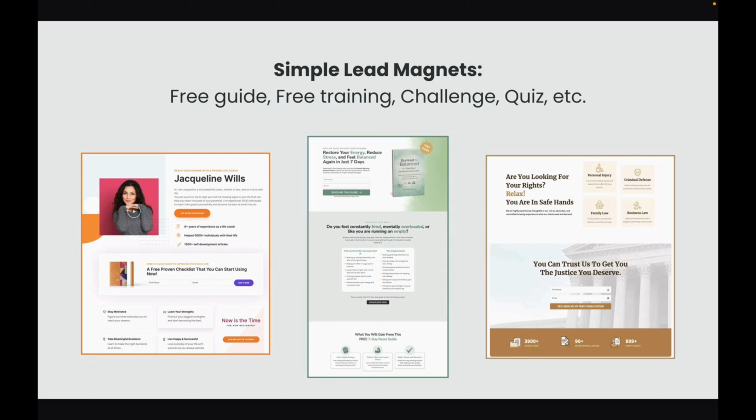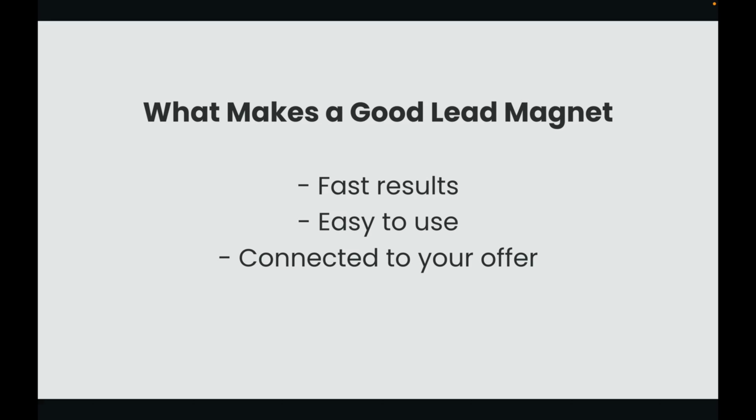Now, you may be thinking right now, okay, I need to make my lead magnet funnel, but how and what should I give to my audience? So there are things that you should really consider in making a lead magnet. It should be something that has these 3 qualities. First, it should offer fast results. Second, it should be easy to use. And third, it should connect to your main offer later.